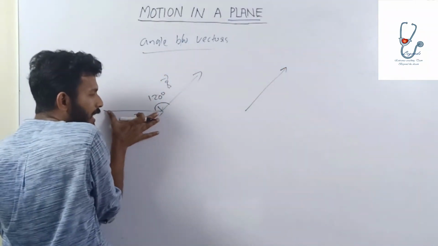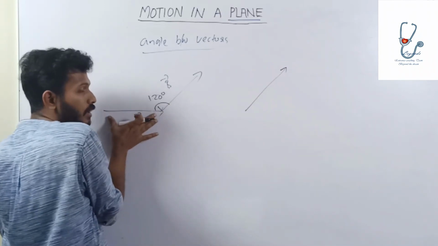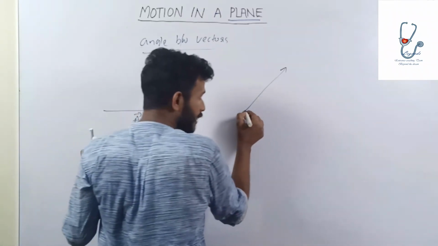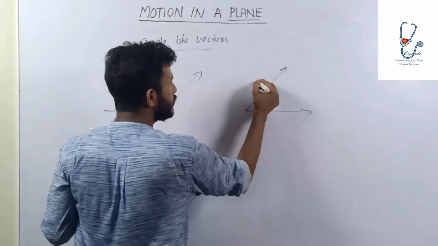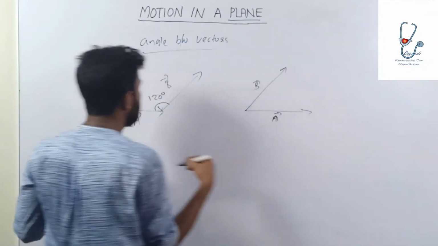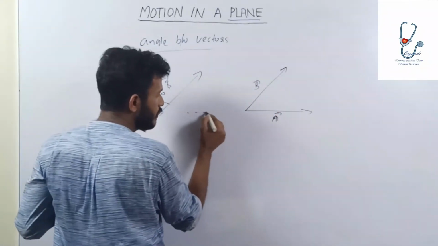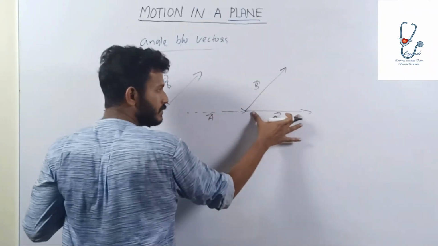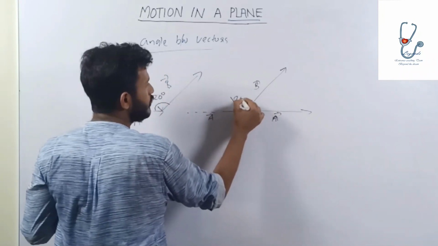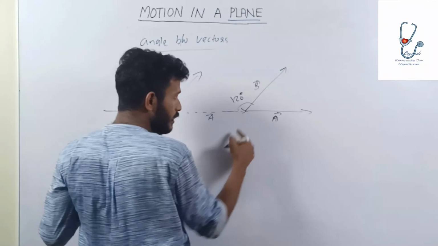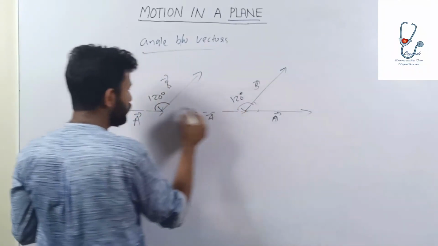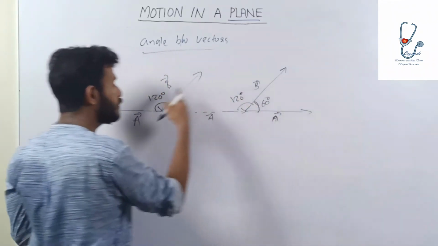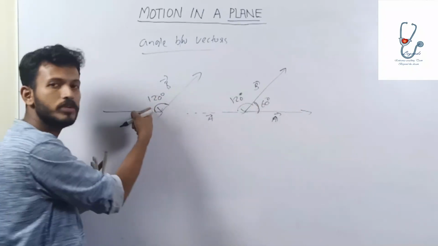This vector A can be moved because irrespective of their locality in space, a vector can be moved. This is vector B, this is vector A. Okay. Replacing like this, this angle is 120 degree. Total is 180 degree. Right. Total angle is 180. This is 120. Then what is this angle? 60 degree. So angle between these two vectors is 60 degree, not 120 degree.